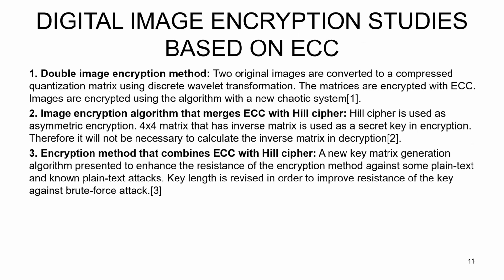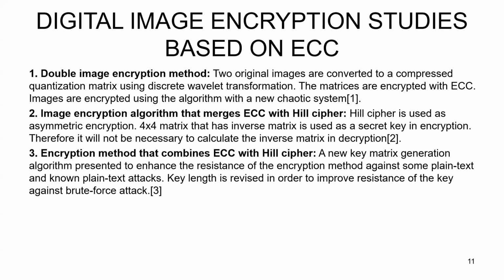We will talk about digital image encryption studies based on ECC. Double image encryption method. Two original images are converted to a compressed quantization matrix using discrete wavelet transformation. The matrices are encrypted with ECC. Images are encrypted using the algorithm with a new chaotic system.